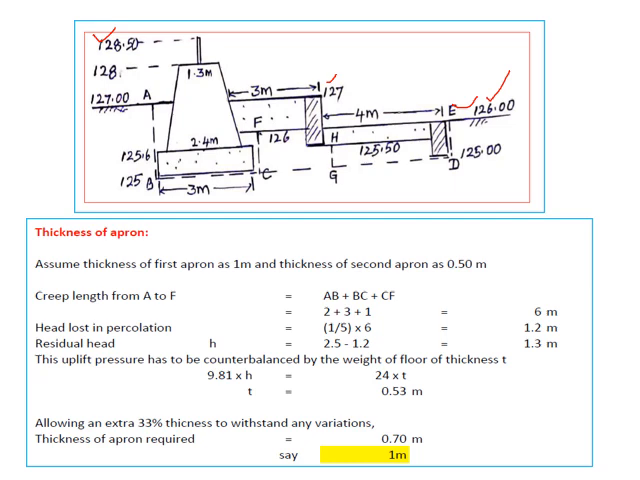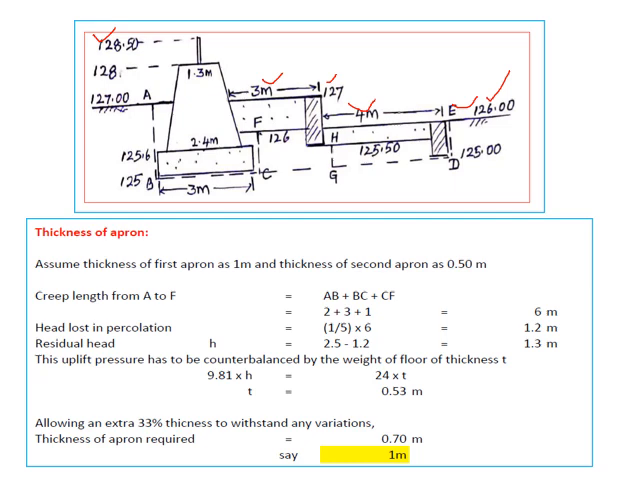Therefore we got CD as 7 meters. That's why we have kept this as 3 meters and 4 meters. Now we have to decide whether this thickness of the apron is sufficient or not. So now we have to find the creep length from A to F. So what is creep length? It is AB plus BC plus CF, which is given here.